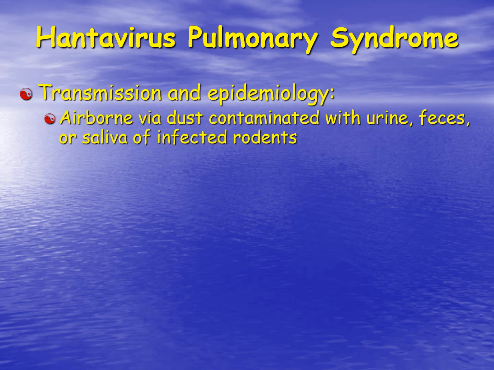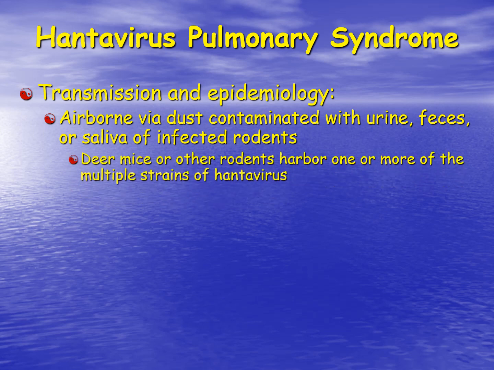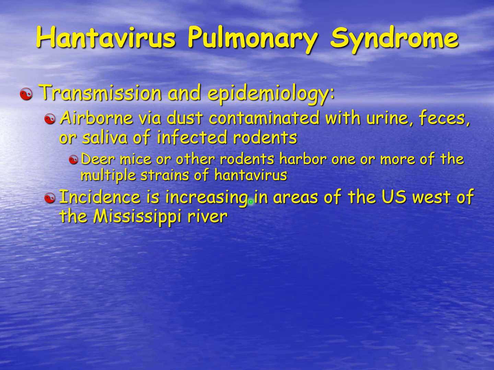How the hantavirus is transmitted is it is airborne via dust that's contaminated with urine, feces, or saliva of infected rodents. So this is actually due to the fact of rodent populations where they have left either urine or feces or even saliva that has dried and then becomes aerosolized and we breathe it in. Deer mice or other rodents harbor one or more of the multiple strains of hantavirus. Incidence has been increasing in areas of the U.S. west of the Mississippi River.